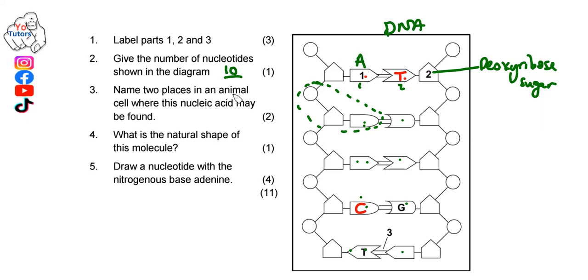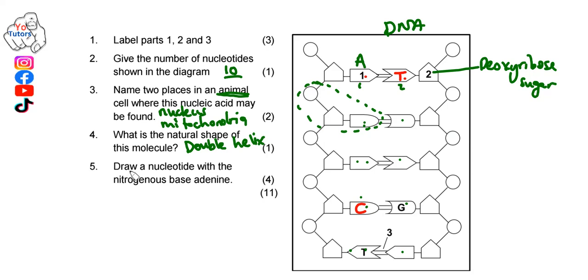Name 2 places in an animal cell where this nucleic acid may be found. They said animal cell. So what is guiding you here is animal cell. So in an animal cell, we know that we can find this in the nucleus, then also in the mitochondria. Then let's move on to what is the natural shape of this molecule. Natural shape, we know that it is a double helix.